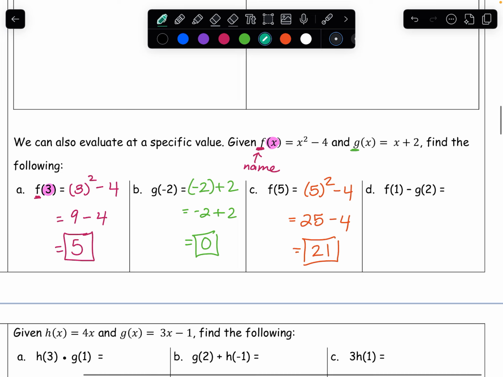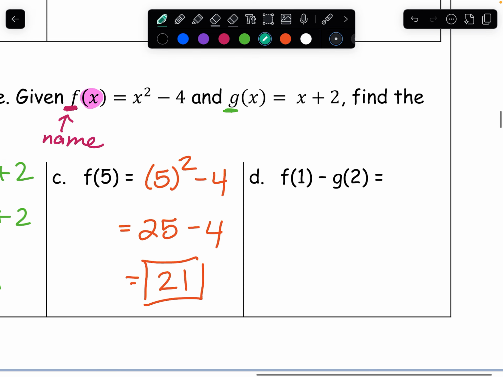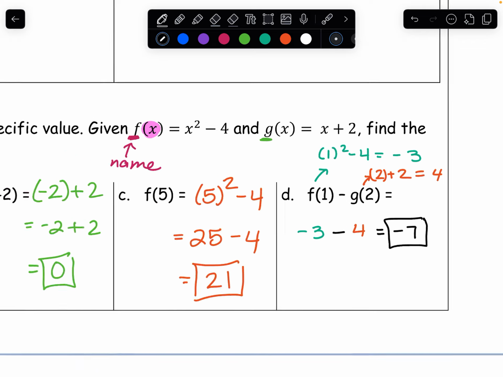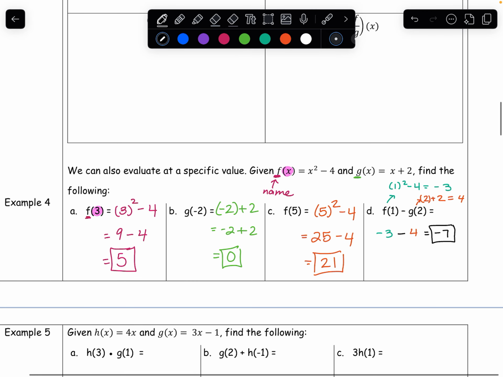And then this one is asking for a little bit more. It's asking us to find two pieces. So f of 1, so that would be 1 squared minus 4, which is negative 3. And then g of 2, we're going to get 2 plus 2, which is 4. Now we can't forget that we're subtracting these, so negative 3 minus 4 is negative 7. Okay, so we can do operations with evaluating functions.